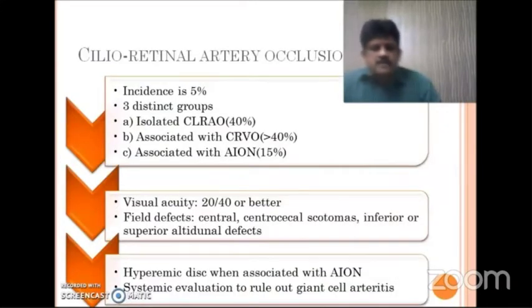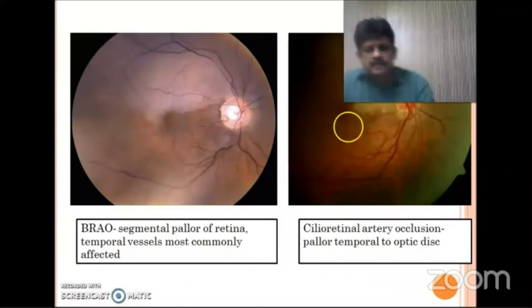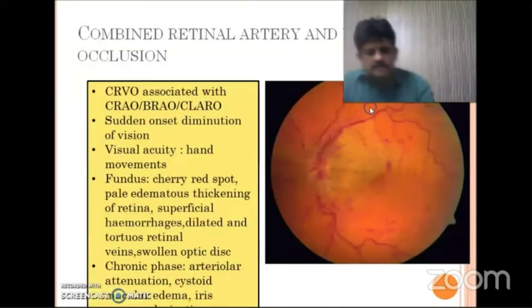Cilioretinal artery occlusion presents in three distinct forms: isolated, associated with vein occlusion, and associated with anterior ischemic optic neuropathy. If it is associated with anterior ischemic optic neuropathy, it has a poor visual prognosis and needs systemic evaluation to rule out giant cell arteritis. This is a case of BRAO involving the supratemporal quadrant and temporal retina showing pale thickening secondary to cilioretinal artery occlusion.